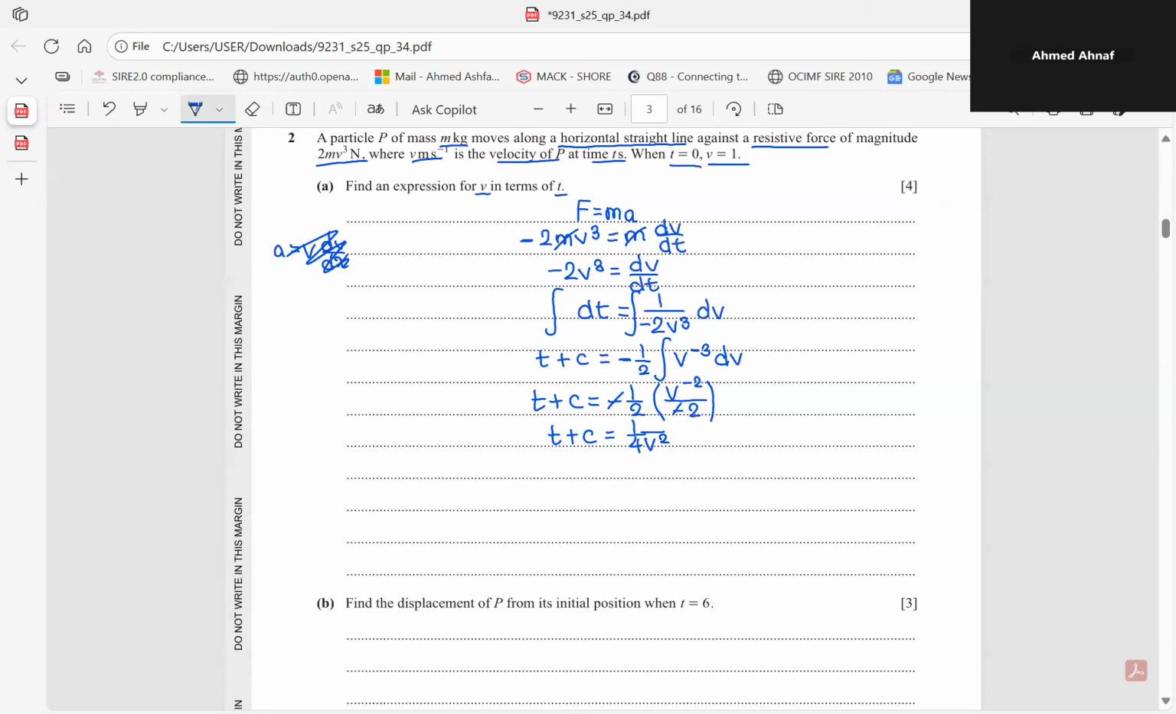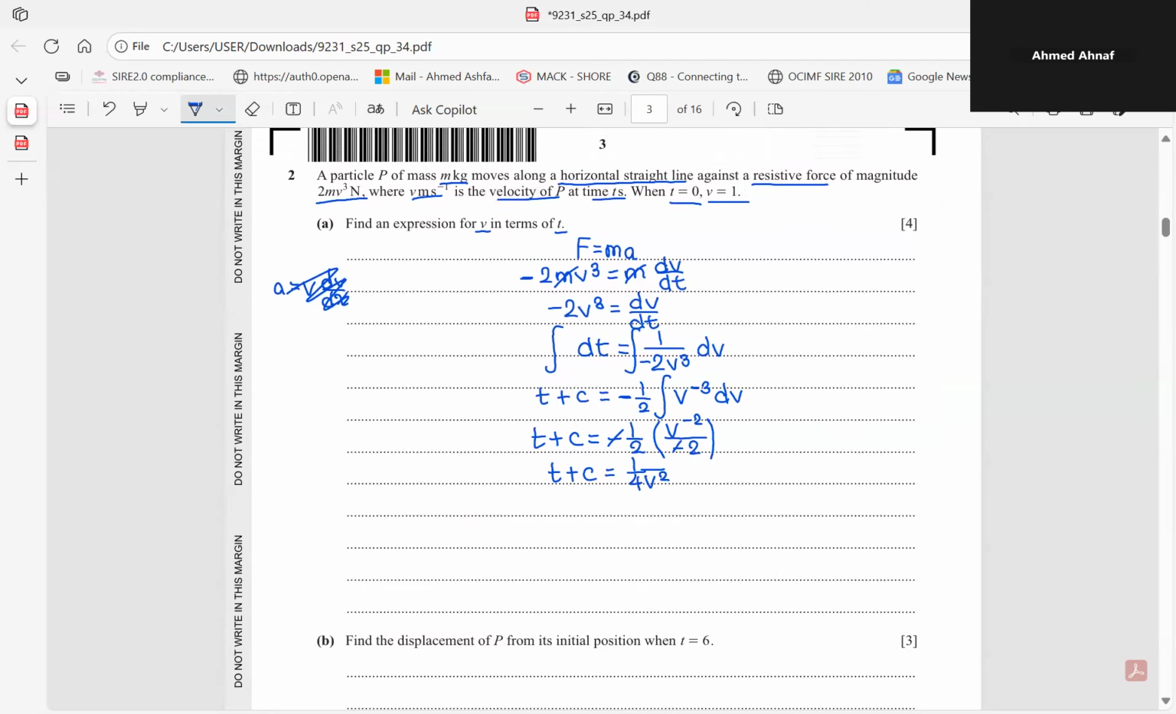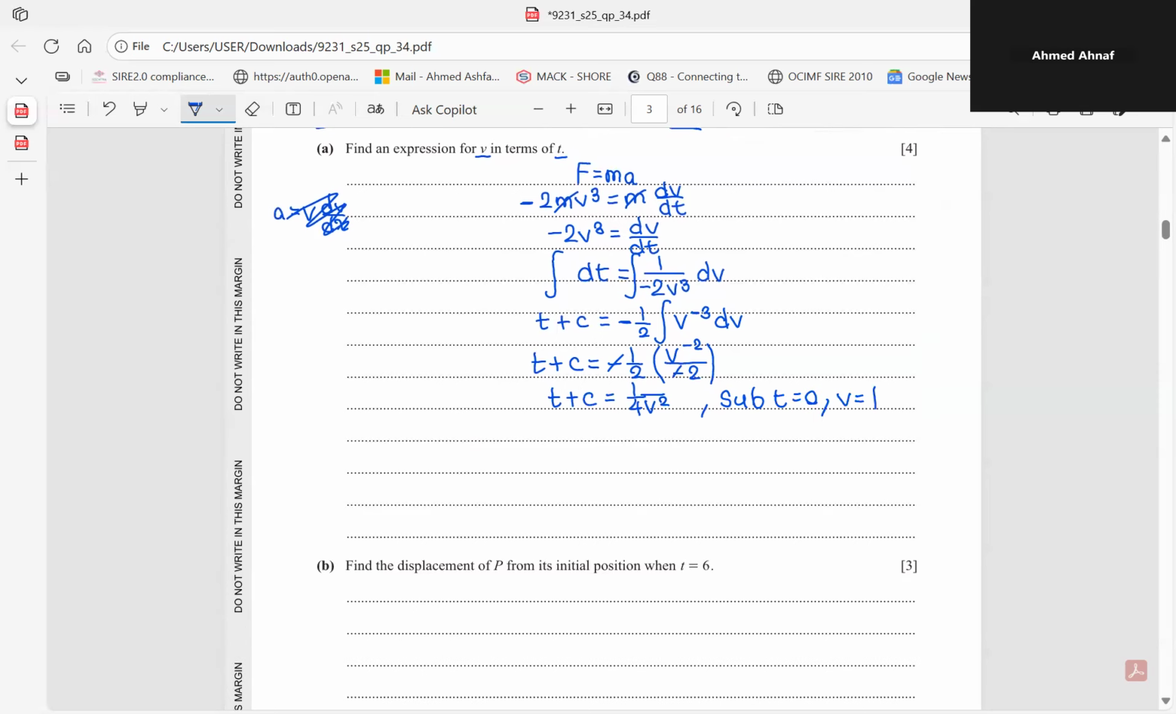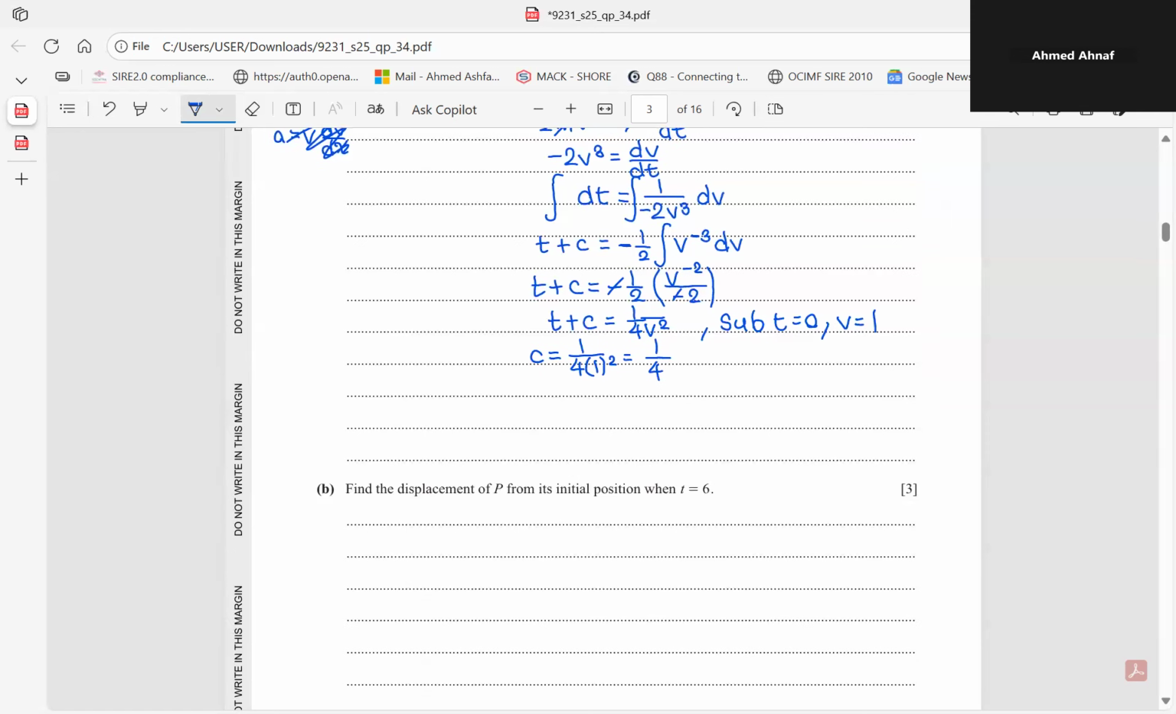Now we can substitute our initial conditions. So sub t equals 0, v equals 1. So t equals 0, you just get 0 plus c, which is just c, equals 1 over 4 v squared. So 1 over 4 times 1 squared, you would get 1 over 4. Hence, the answer is t plus 1 over 4v squared.